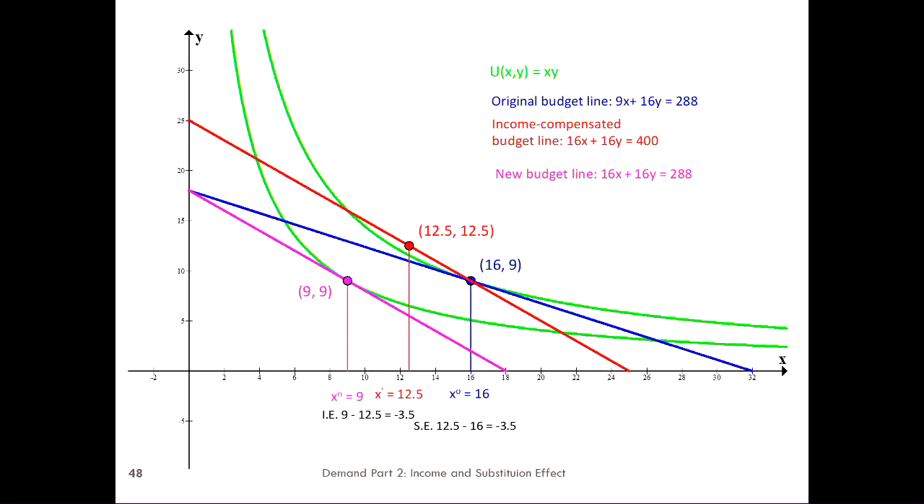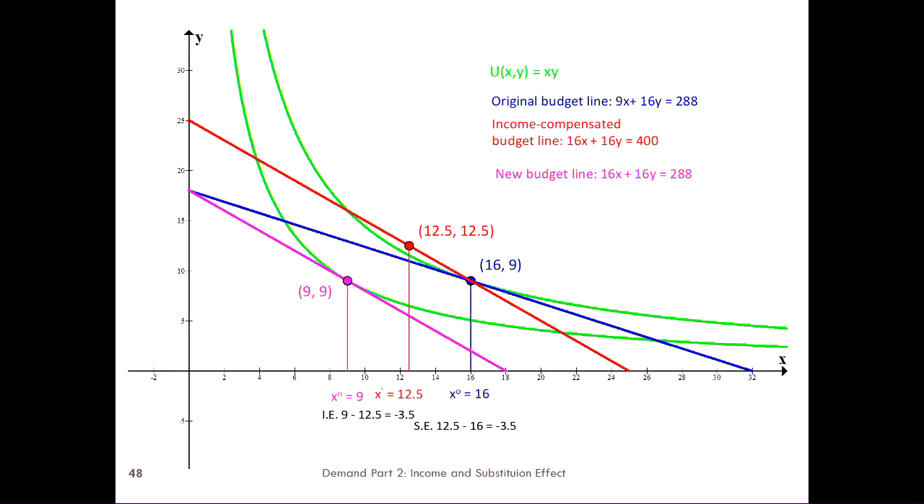is the substitution effect, because we're changing the relative prices, but according to the Slutsky method, we can still afford the original bundle on the red budget line, so real income hasn't changed. So that's all substitution effect going from 16 to 12.5, so that's minus 3.5. And then going from 12.5 to 9, that's just a parallel shift in the budget line, so that's our income effect. And that's just a fall of 3.5 as well.